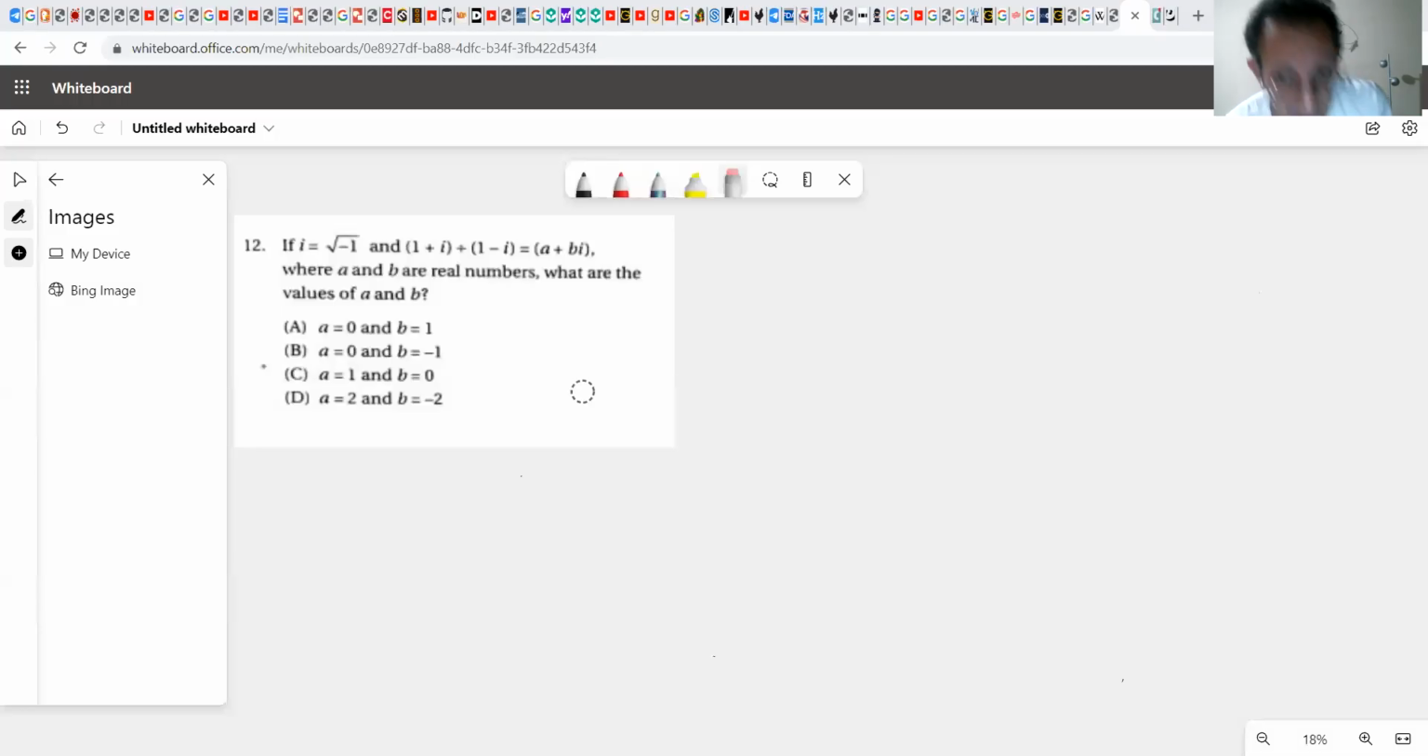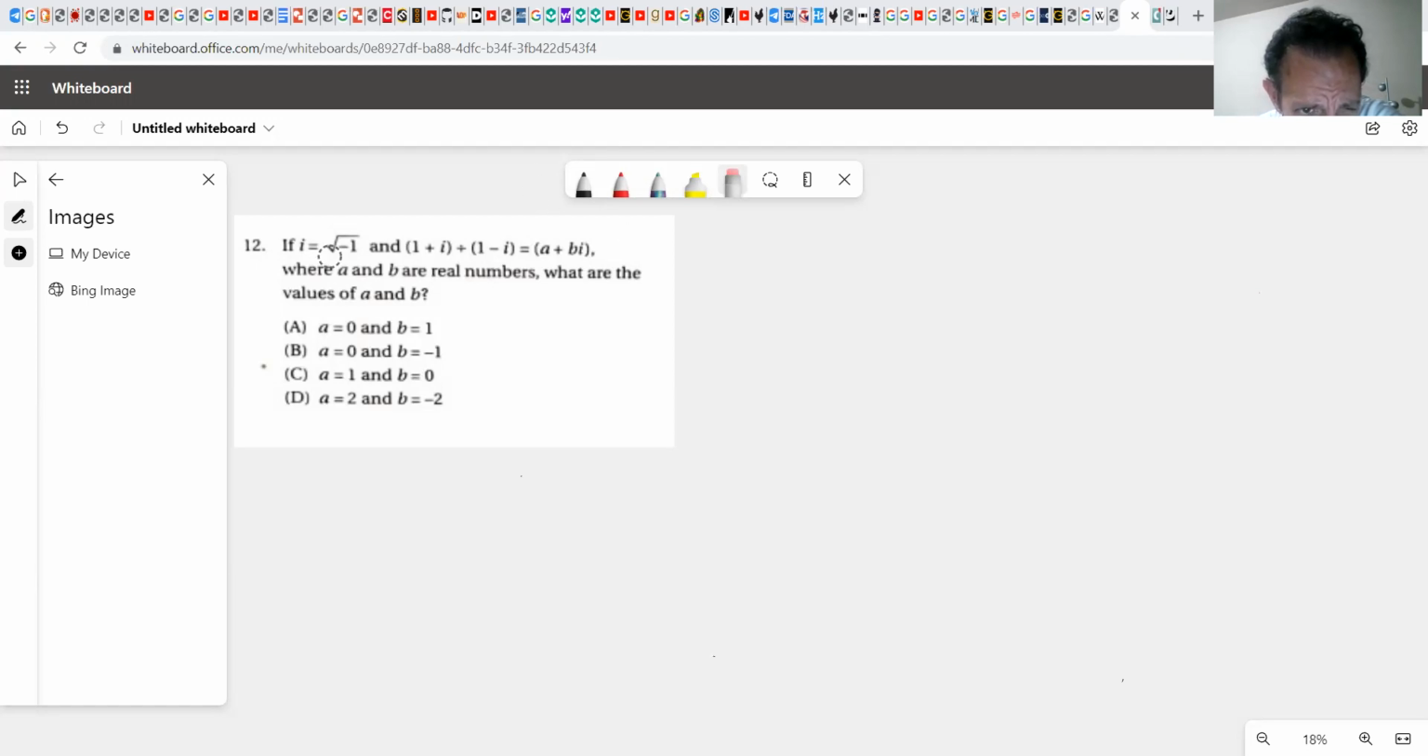Okay, so let's do another problem. Let's take a look and see. Okay, so we have something here working with imaginary numbers, complex numbers. So i equals square root of -1, and (1 + i) divided by (1 - i) equals a + bi, where a and b are real numbers. What are the values of a and b?